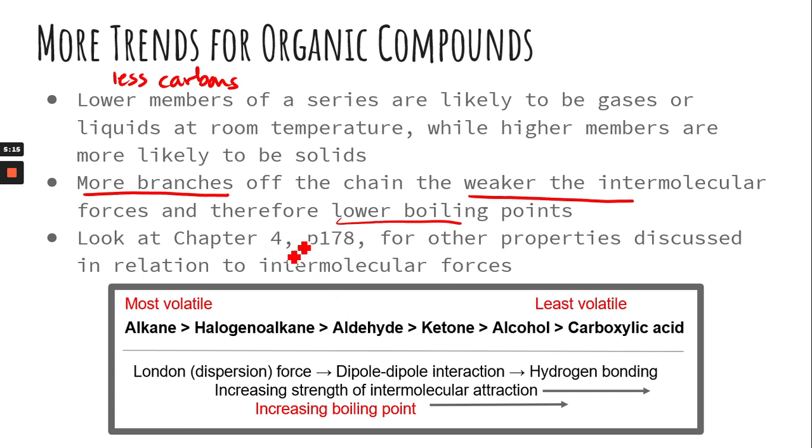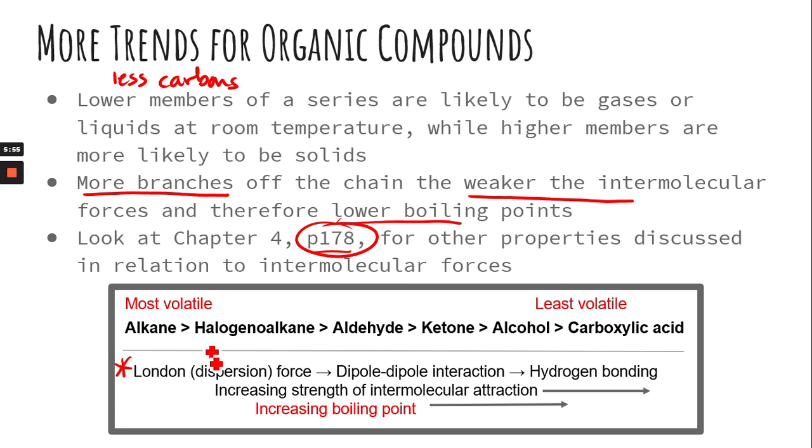And then make sure you take a look at Chapter 4, page 178 for the other properties discussed in terms of intermolecular forces, like melting points, boiling points, viscosity, those types of things. They're all there on page 178. And then here's an order of your organic compounds from the most volatile. All right, and remember, volatility is just how quickly it would go into the gas phase. And then the least volatile, so less likely it is to go into the gas phase. And that has to do with the type of intermolecular forces. So here they are listed for you.